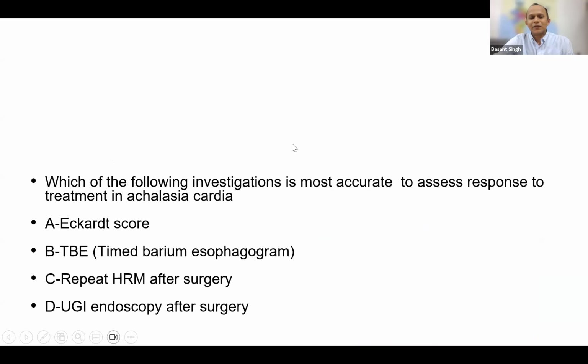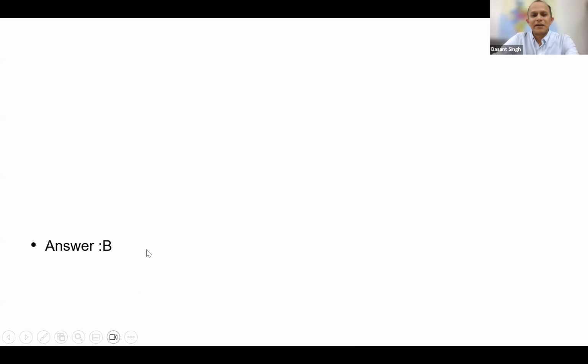This, I think we discussed in a group yesterday: which of the following is the most accurate measurement of treatment success after myotomy in achalasia cardia? A timed barium esophagram. Because the CAT score, if you see the components, is very subjective in nature. Pain, regurgitation, you cannot say how much the patient is actually reporting. Is it true or false? So the timed barium esophagram is more of a quantitative thing. You can measure the barium at 1 minute, 5 minutes, and then after 10 minutes, and you can see how much the esophagus is emptying. So this is a better investigation.